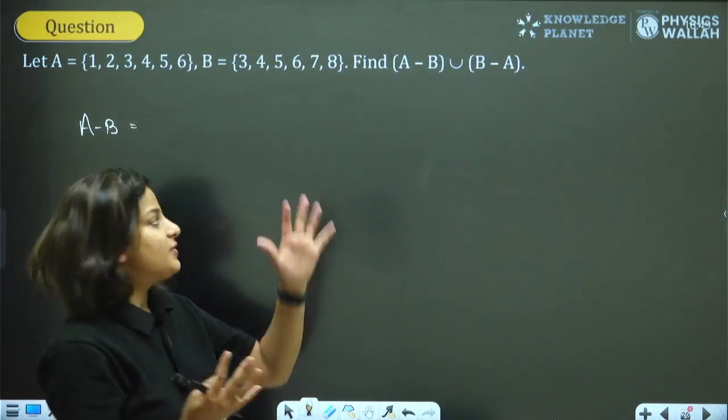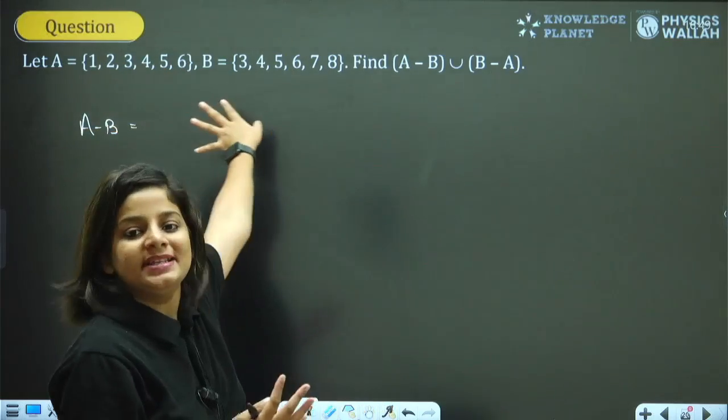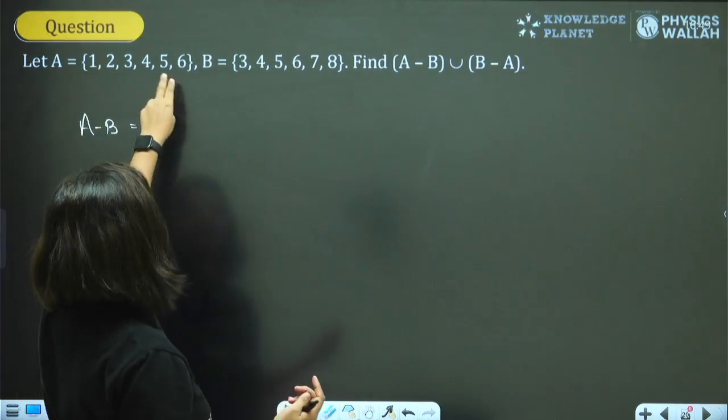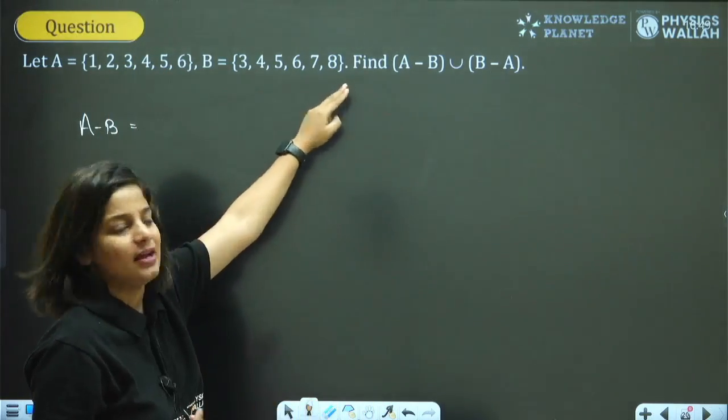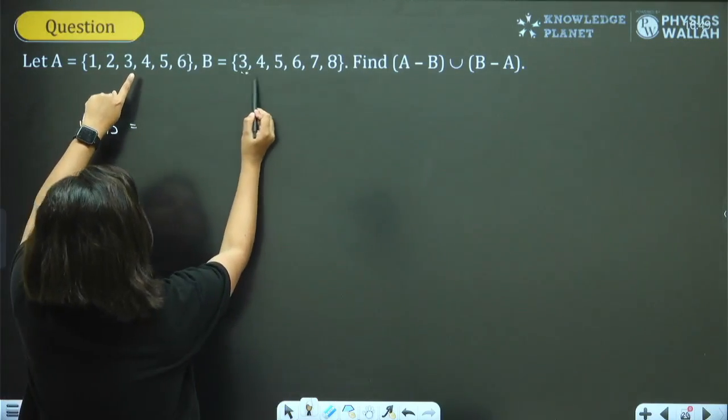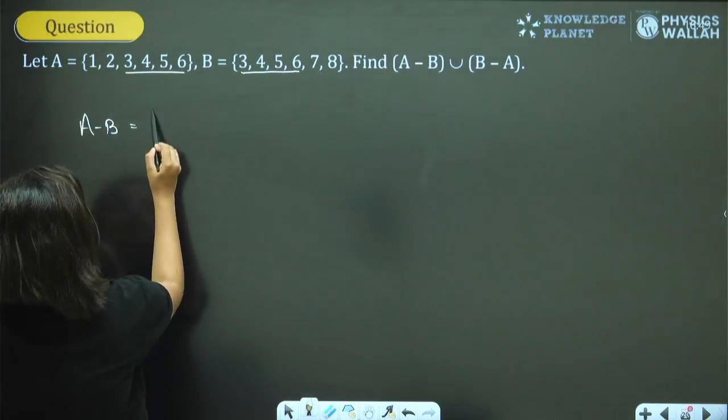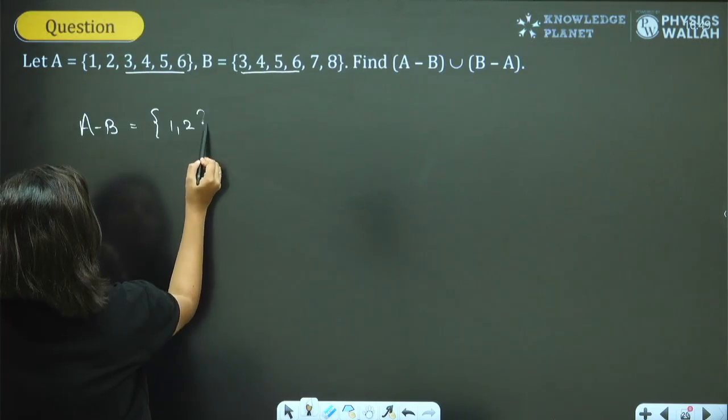All the elements of B are removed from the set A. So what can I remove from set A? A is 1, 2, 3, 4, 5, 6 and B is 3, 4, 5, 6, 7, 8. I can remove the 3, 4, 5, 6 from here and A minus B will be 1, 2.